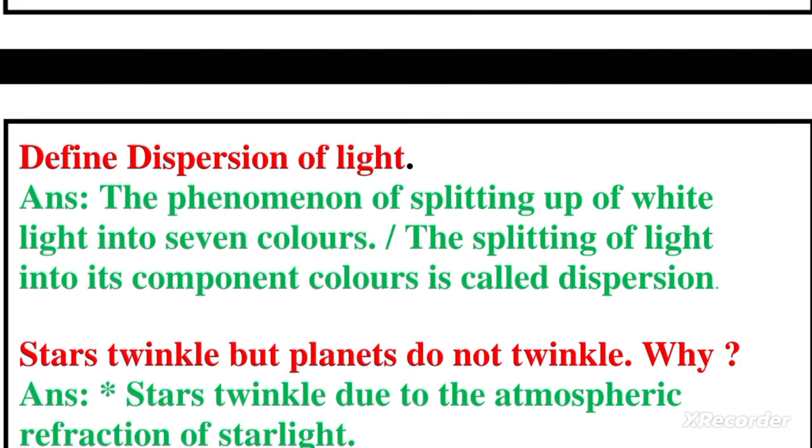Define dispersion of light. Answer: the phenomenon of splitting up of white light into 7 colors. The splitting of light into its component colors is called dispersion.